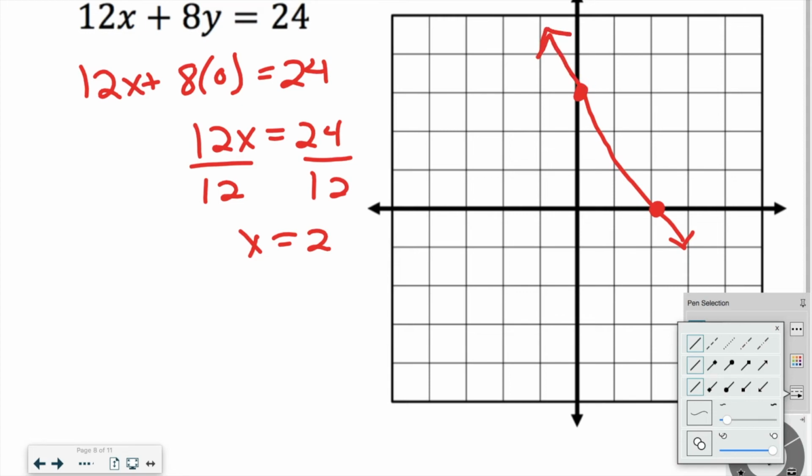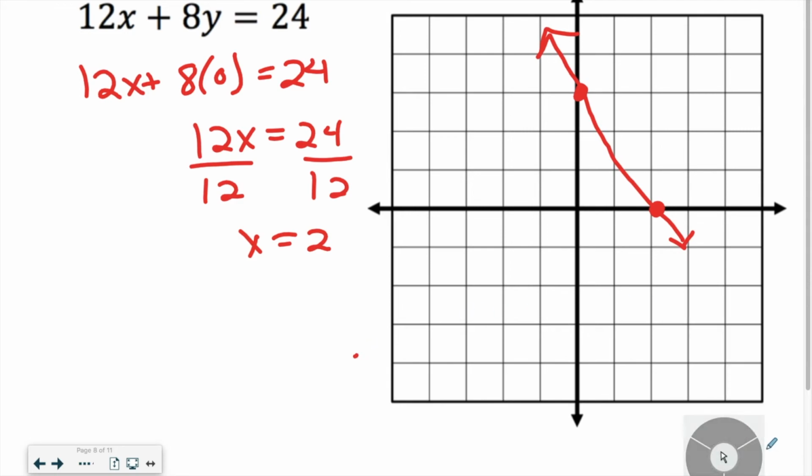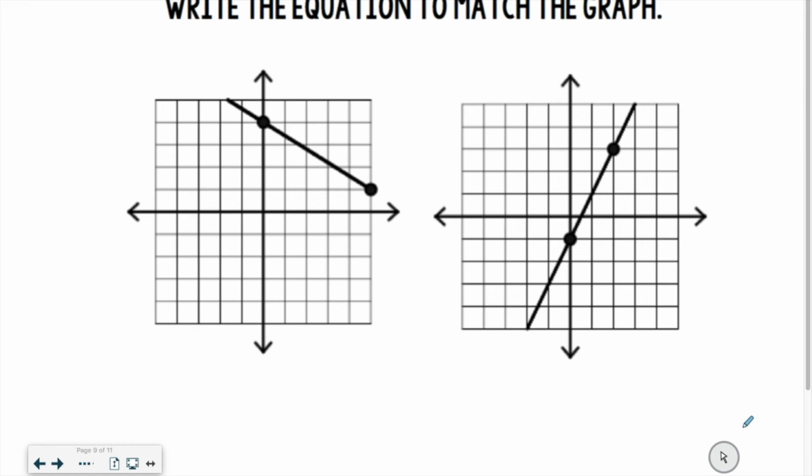So you make your line go past the dots. All right, go away. Thank you. All right, so you make your line go past the dots and you have your line. All right, so write the equation to match the graphs. So now you're working backwards. So we have the y-intercept and the x-intercept.